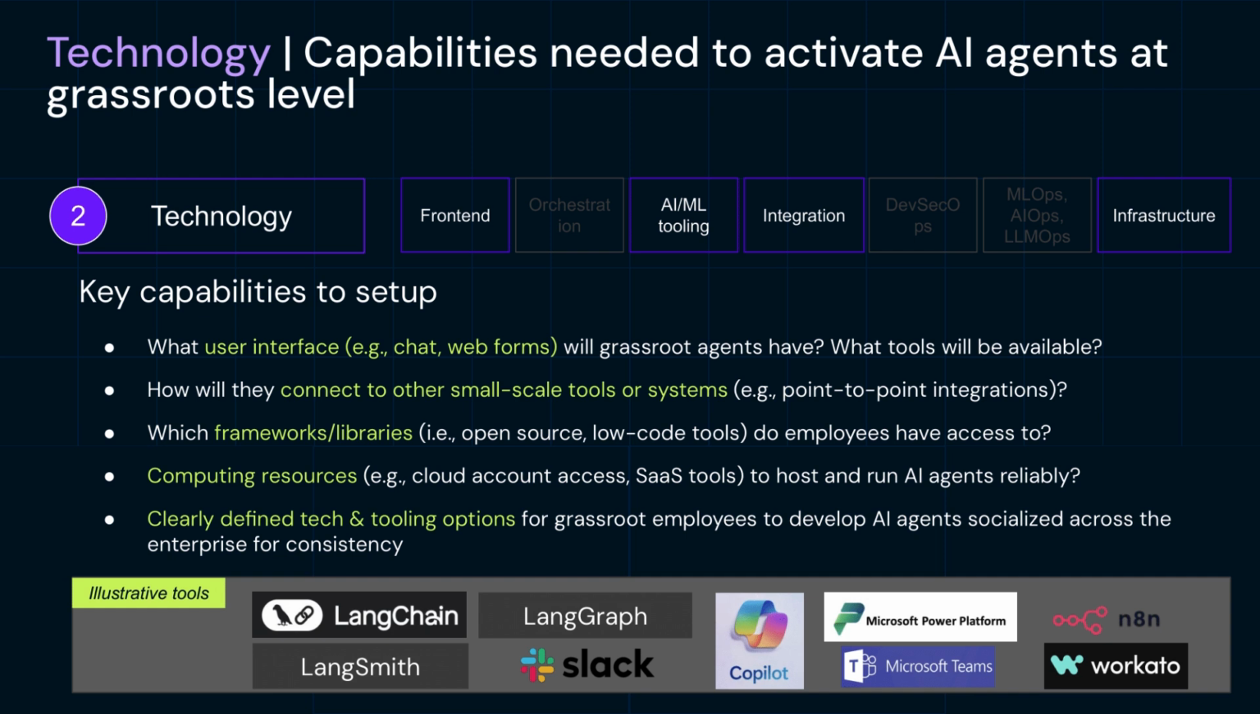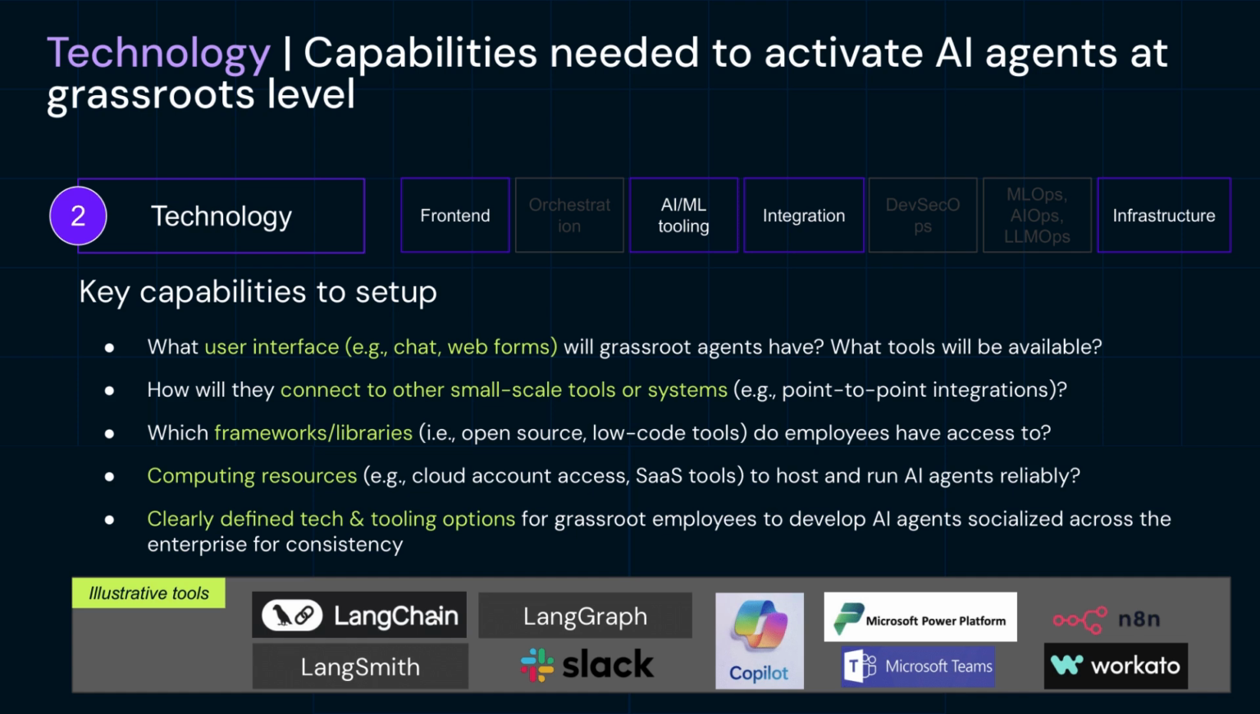Having clearly defined them and training the employees to use those low code tools, open source tools at the grassroots level is key. What are the computing resources like cloud account access, SaaS tools that are available to the grassroots level employees so that they can host and run AI agents reliably? Having this clearly defined is important because you don't want different employees, different groups to be using different sets of tooling, which I see across different enterprises happening very commonly.